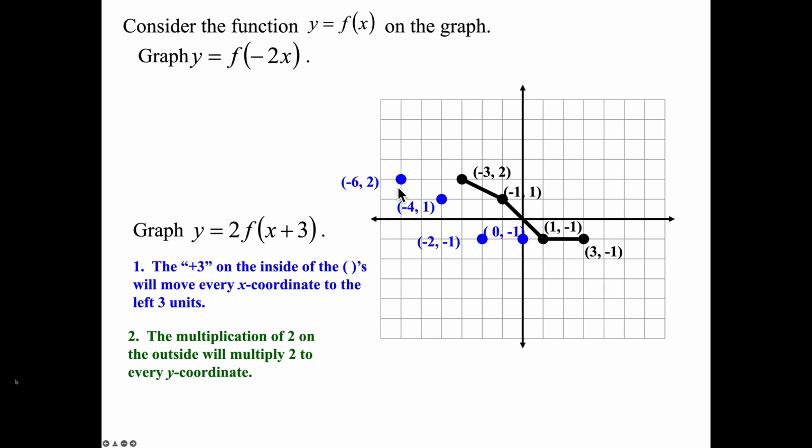Next, I'm going to take all these blue points, the y-coordinates, and multiply them by 2. So this 2 gets multiplied by 2, and that's now negative 6, comma 4. The y-coordinate changes to a 4. This y-coordinate of 1 multiplied by 2 becomes negative 4, 2. This y-coordinate of negative 1 gets multiplied by 2. It's now going to become negative 2, negative 2. This y-coordinate of negative 1 gets multiplied by 2. We're now at 0, negative 2. And then you connect them in the order in which you were changing these. And there's my graph.